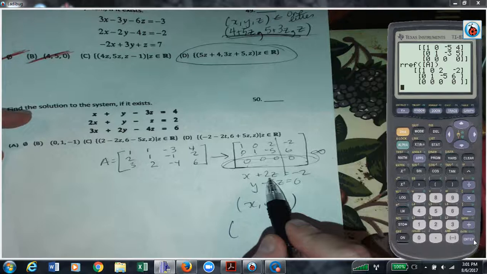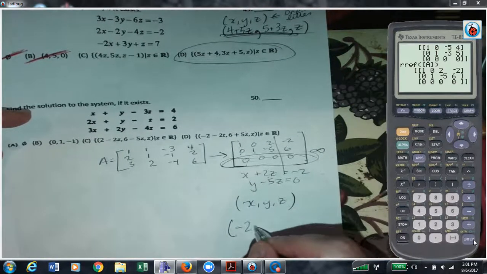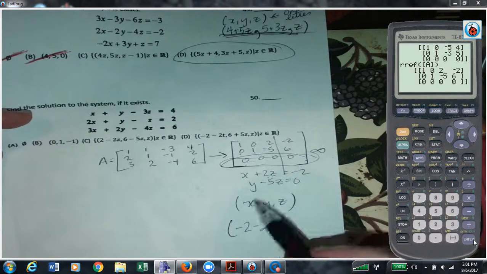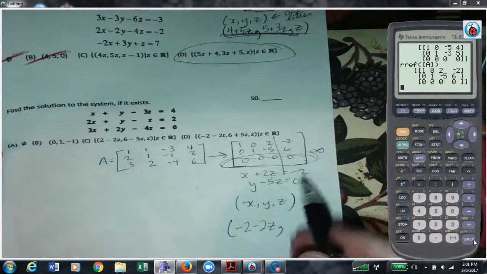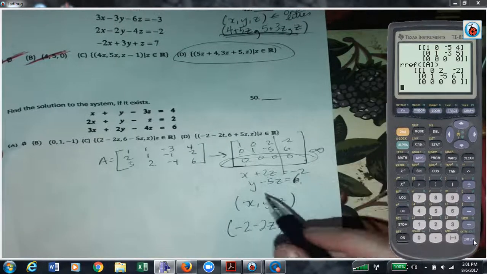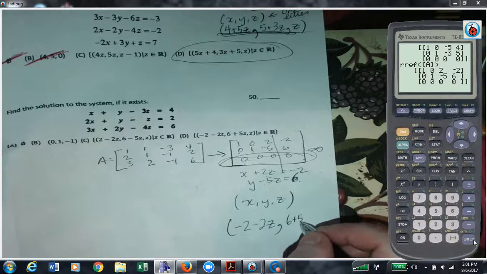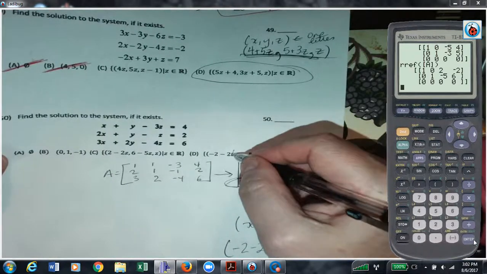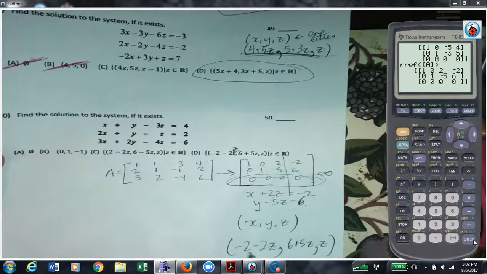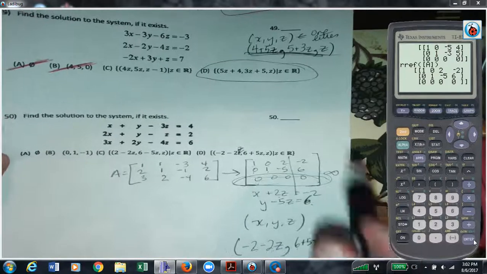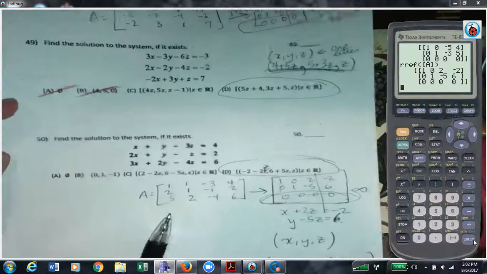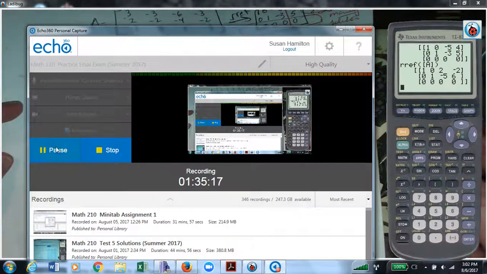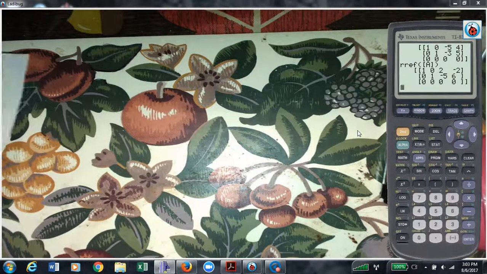So if I subtract 2z from both sides, I have -2 minus 2z is x. If I add 5z to both sides here, so that's the number 6, I get y is 6 plus 5z. And z there. So that should have been a z. That's obviously a typo. So -2 minus 2z, 6 plus 5z, and z. Okay, so that concludes this. I wanted to do a few more problems that you might come across.